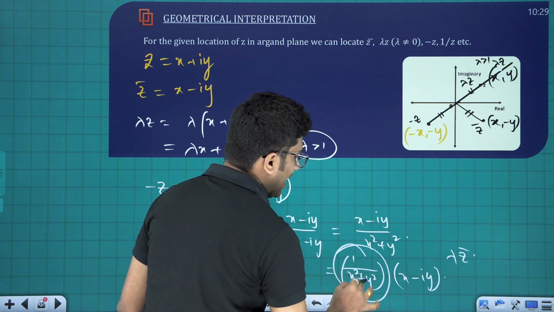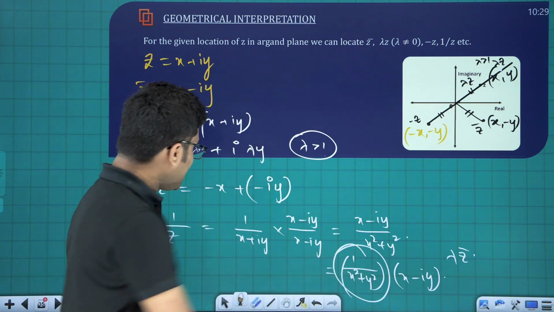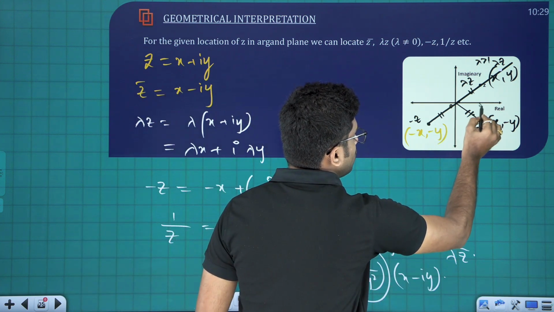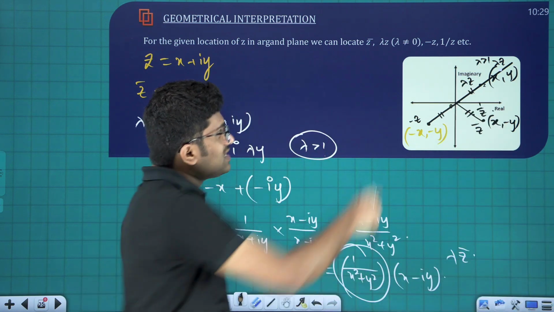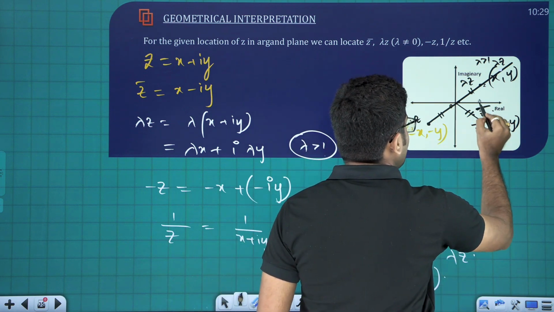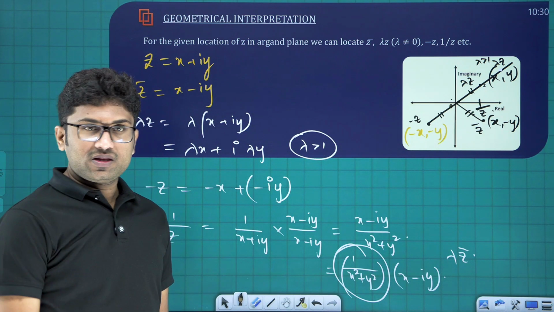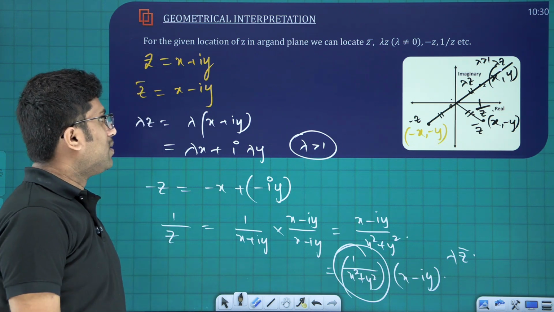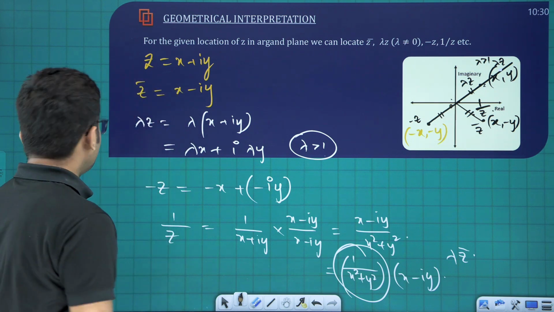And for sure this lambda value is always less than 1, because 1 by something is less than 1. So the complex number 1 by z will for sure lie somewhere in between the origin and z bar only. 1 by z will always lie in between origin and z bar only. Clear? So this is how we represent the complex numbers z bar, lambda z, minus z and 1 by z etc. on the Argand plane.